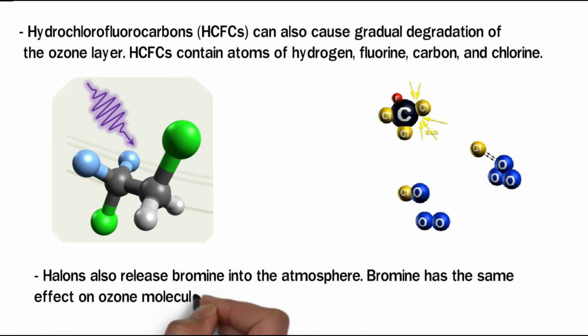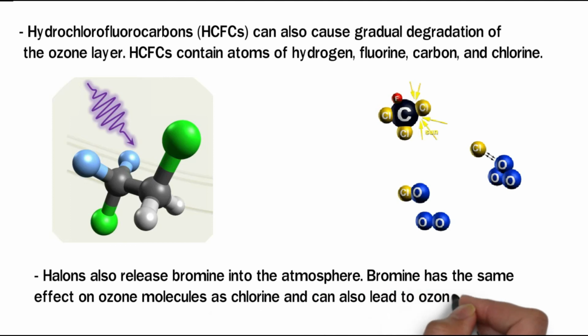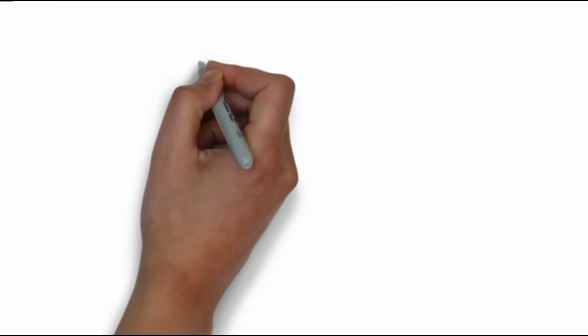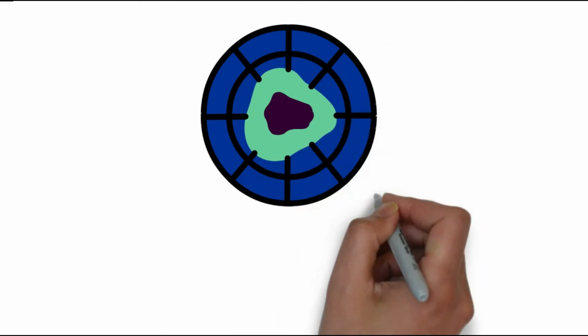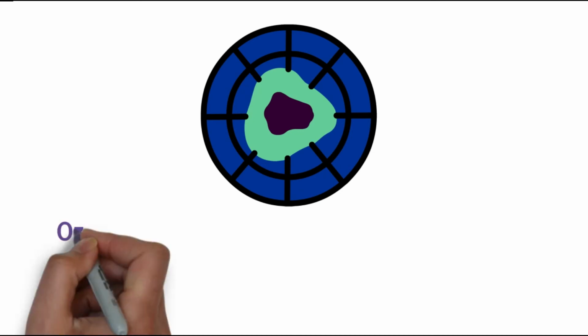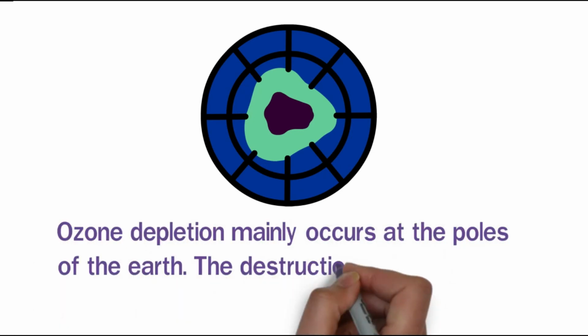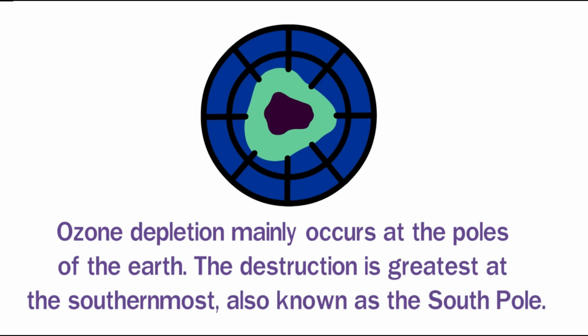Bromine has the same effect on ozone molecules as chlorine and can also lead to ozone depletion. Over the years, the ozone layer has been gradually depleting. This poses a threat to all life forms on the Earth. Ozone depletion mainly occurs at the poles of the Earth. The destruction is greatest at the southernmost, also known as the South Pole.